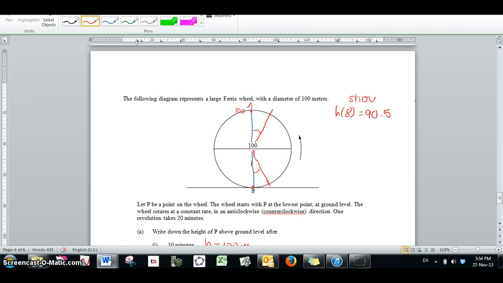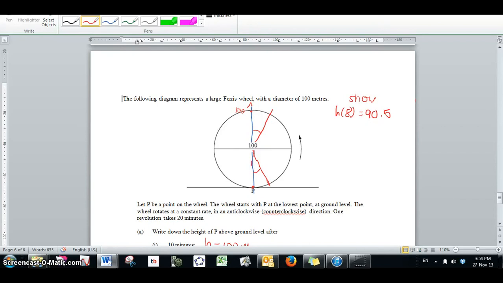So on to the next part of the question, question B. We have to show that h of 8 equals 90.5 meters. Now, that's after 8 minutes. We don't know what happened after 8 minutes. I know that at 10 minutes, the Ferris wheel will be up here. Okay, so it's going to be sometime before.